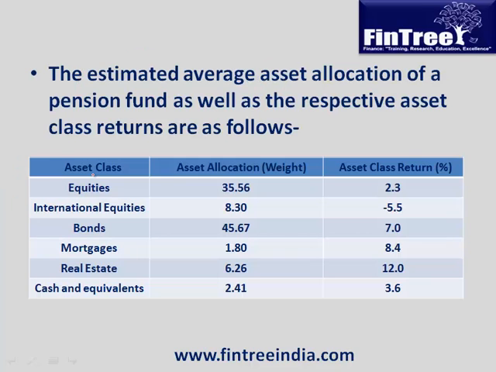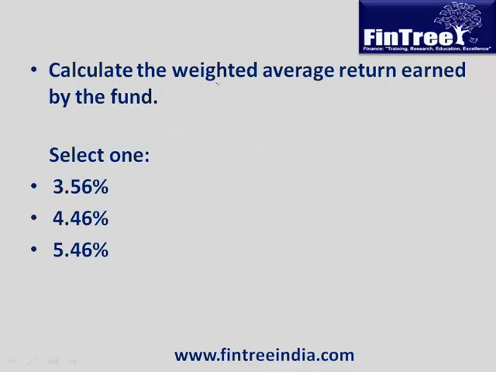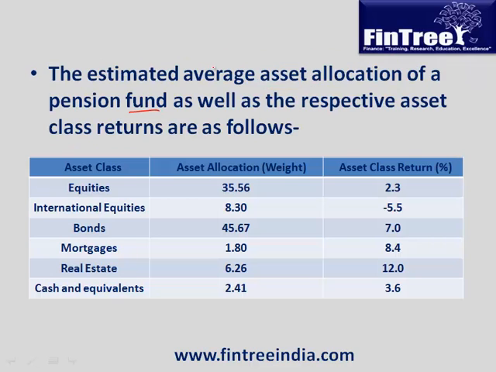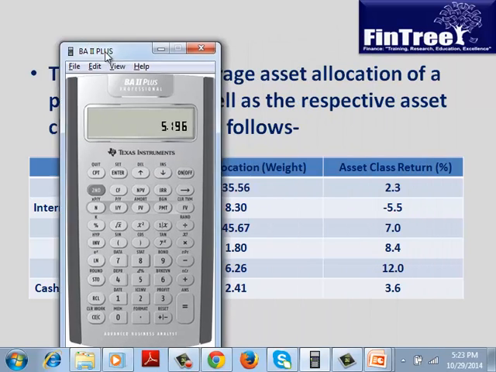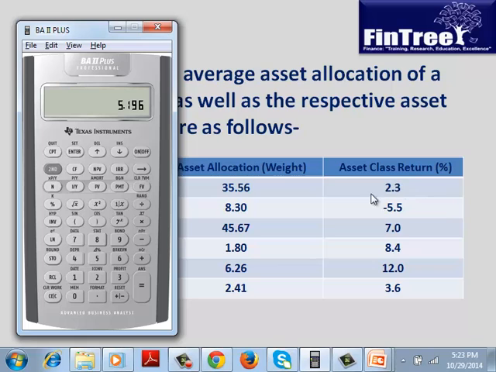Next one. The estimated average asset allocation of a pension fund as well as respective asset class returns are as follows. Equity, asset allocation and asset class returns. Calculate the weighted average return earned by the fund. So with this data you just have to calculate the weighted average. So let's in fact do it together. These are the weights, these are the class returns.